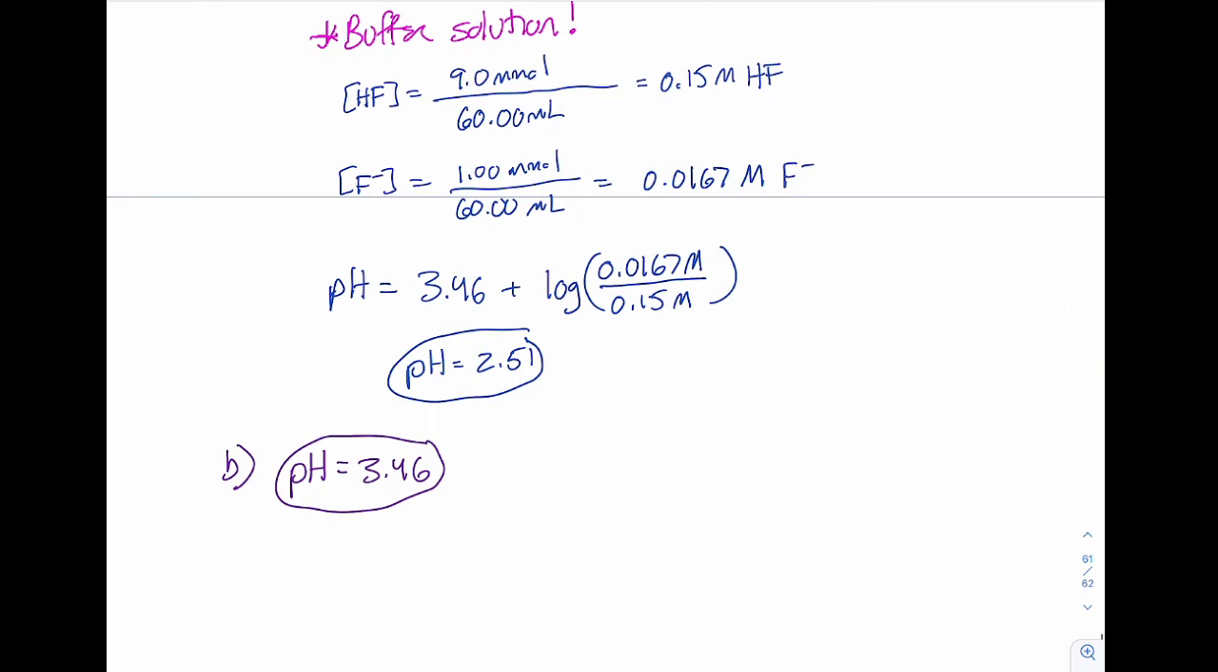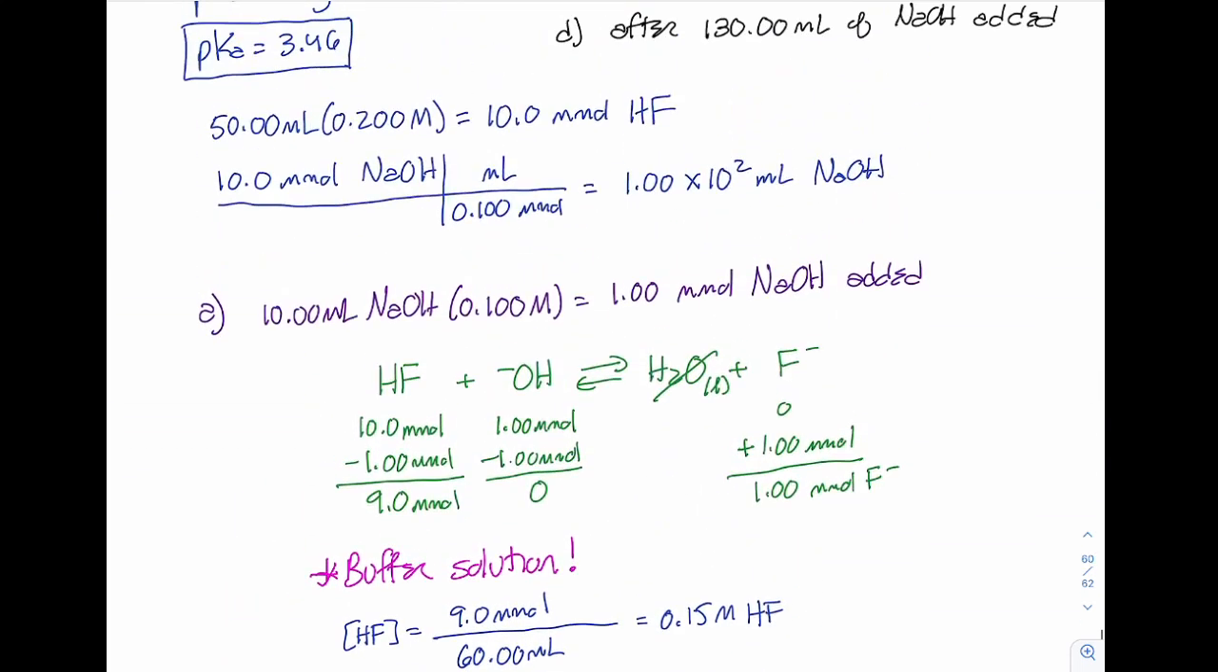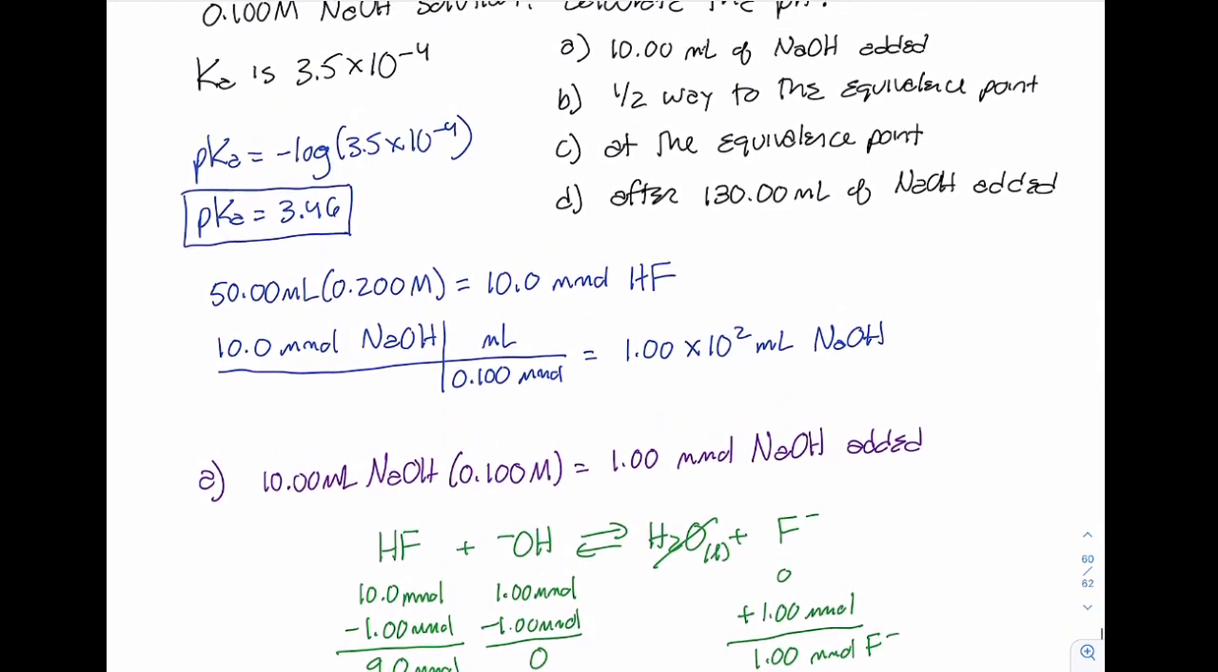C is at the equivalence point, and we've already said that at the equivalence point, we're going to have, where am I? Here it is, 10.0 millimoles of hydrofluoric acid. We're also going to have 10.0 millimoles of sodium hydroxide, because they're equal at the equivalence point.